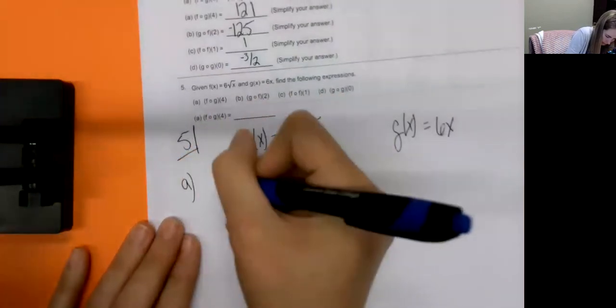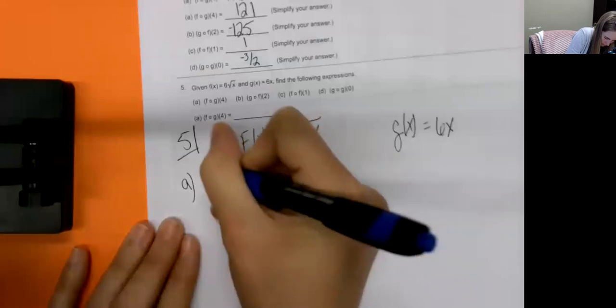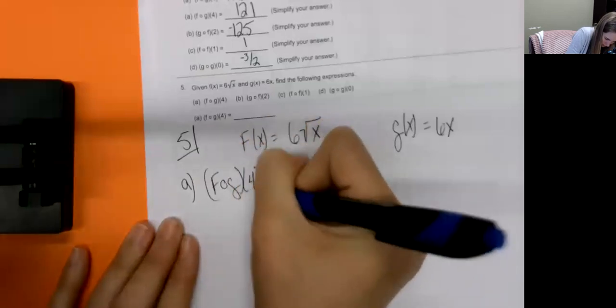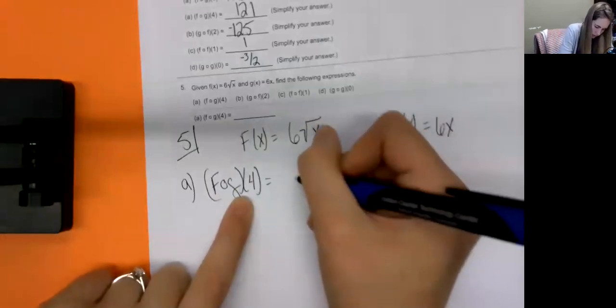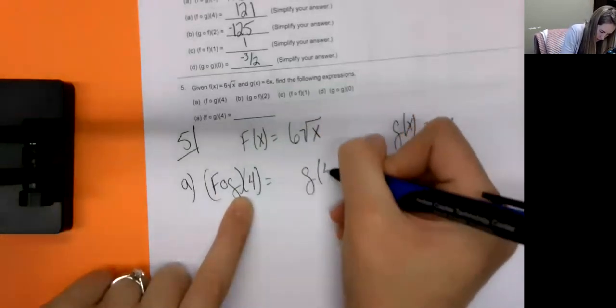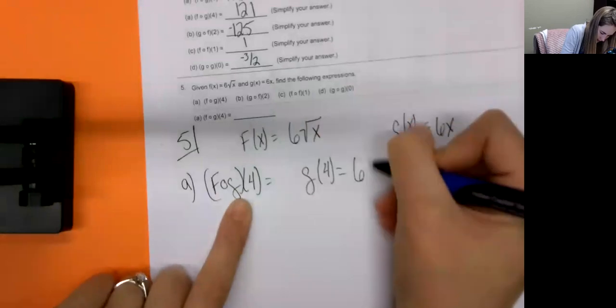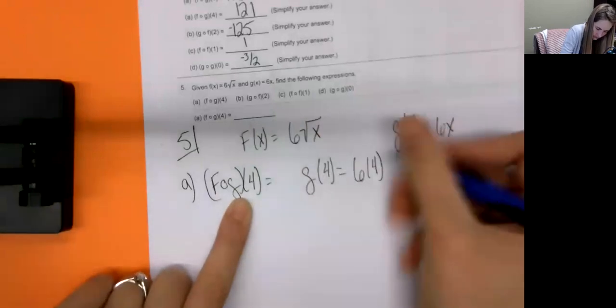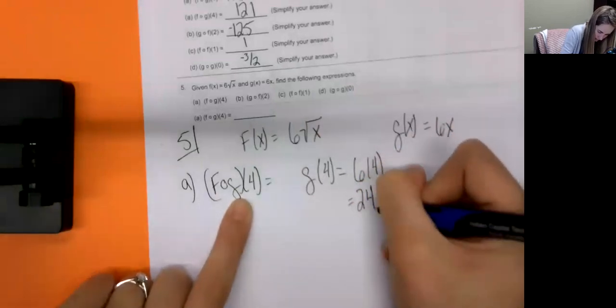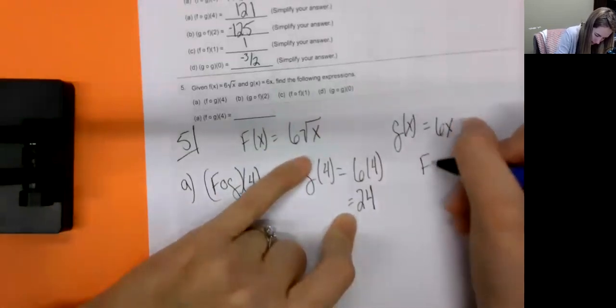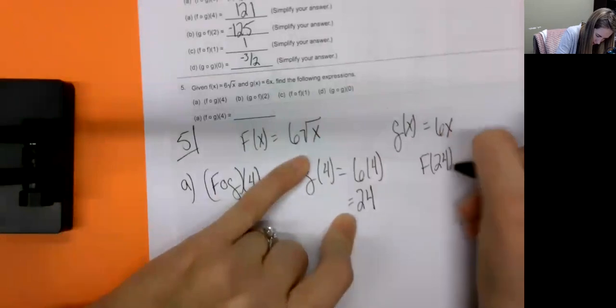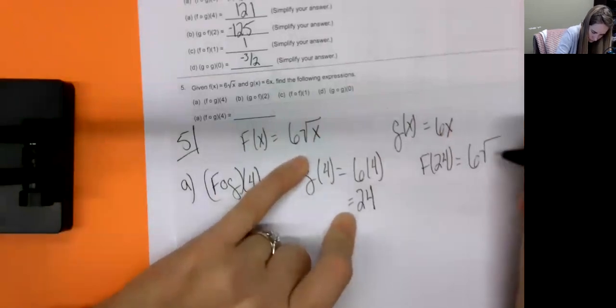So a. First we're going to put 4 into the g function. So g of 4 equals 6 times 4. 6 times 4 is 24. I'm going to substitute the 24 into the f function. So f of 24 equals 6 square root of 24.